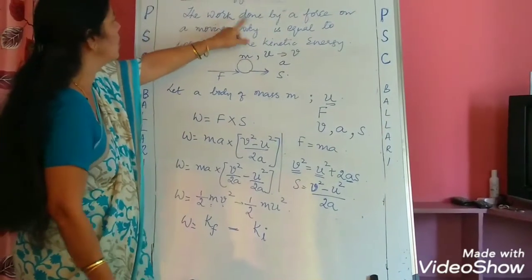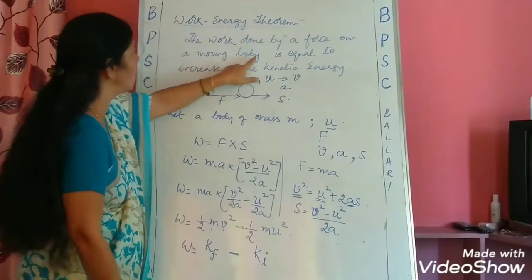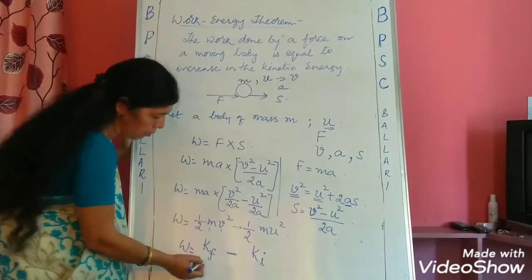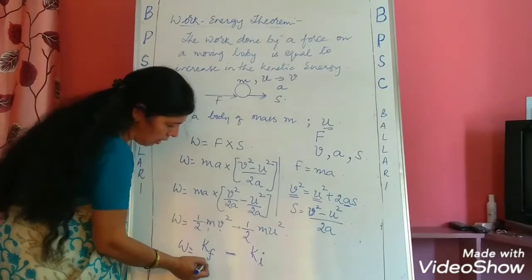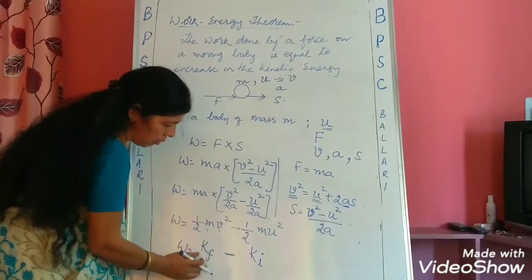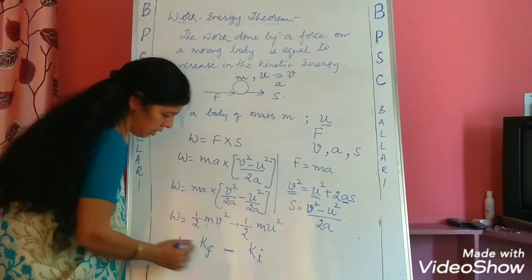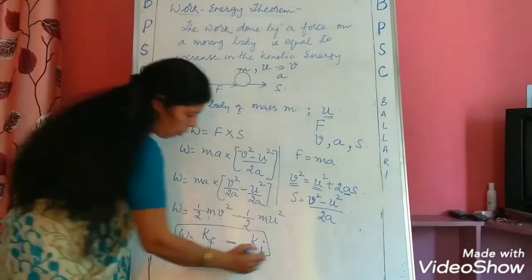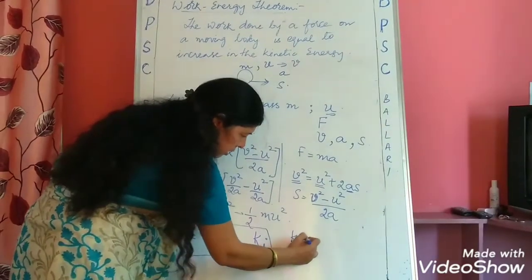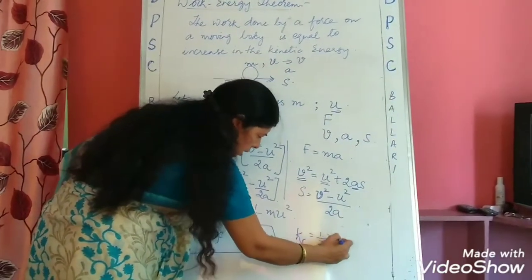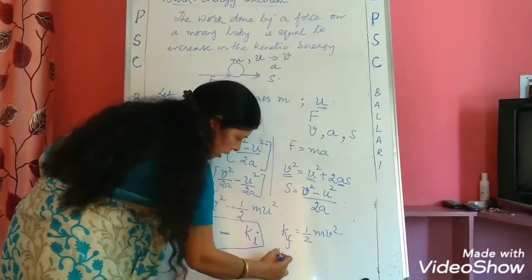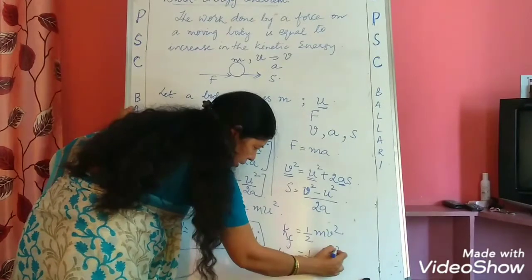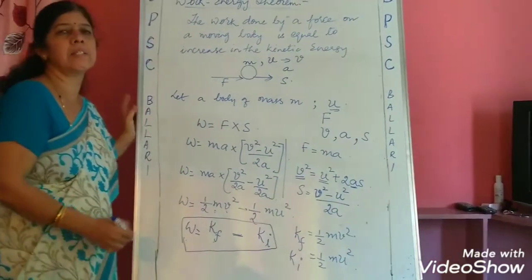So once again we shall go back to the statement. The work done by force on a moving body is equal to the increase in the kinetic energy. Here if you take the difference in the kinetic energies, then you will get the increase in the kinetic energy. So this is the expression for the work energy theorem. So what will be Kf? Final kinetic energy is equal to half m v square. Initial kinetic energy will be equal to half m u square. That's it.